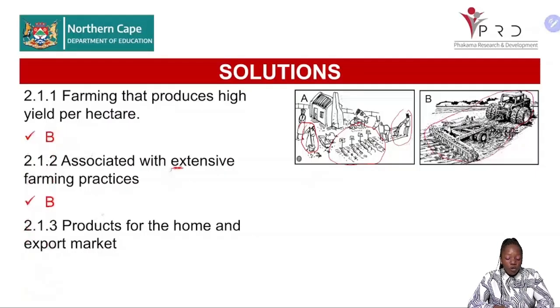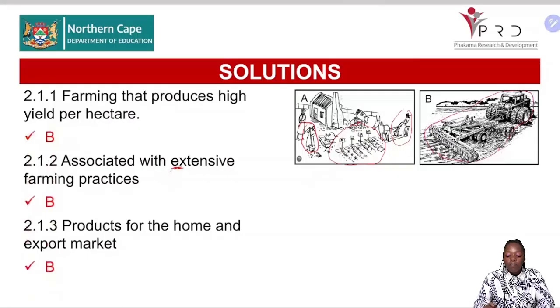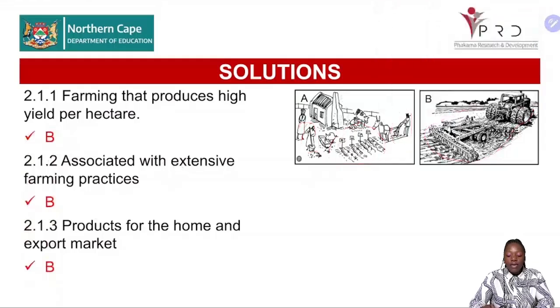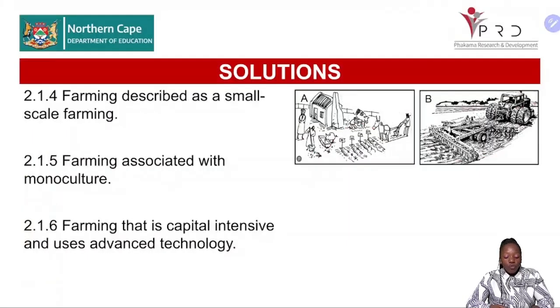Then your 2.1.3, the products for the home as well as export markets. As you can see there at B, they are farming for the business. So therefore, they are able to supply locally and they are able to supply internationally. So therefore, B becomes the answer. Then your 2.1.4, the farming describes small scale farming. So we've already identified some characteristics at A that match with small scale farming.